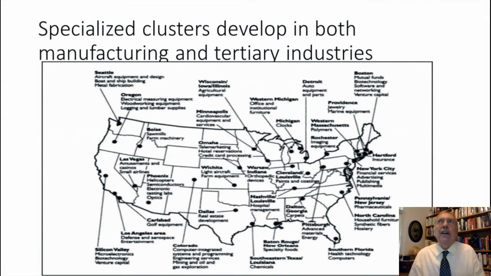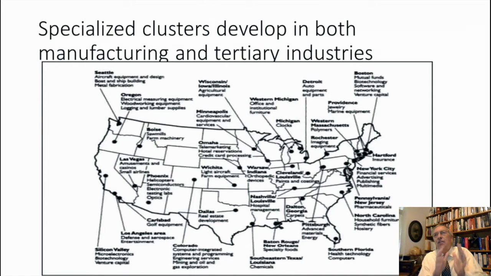Another important thing about economic geography is that specialized clusters develop in both manufacturing and the tertiary industries. So this is another aspect of it. It's not all entirely about shipping costs and so on. It very often happens that different industries cluster in different areas. In a sense, the initial rise of Pittsburgh as an iron and steel center was a clustering. It wasn't just one steel mill, it was dozens of them that developed.